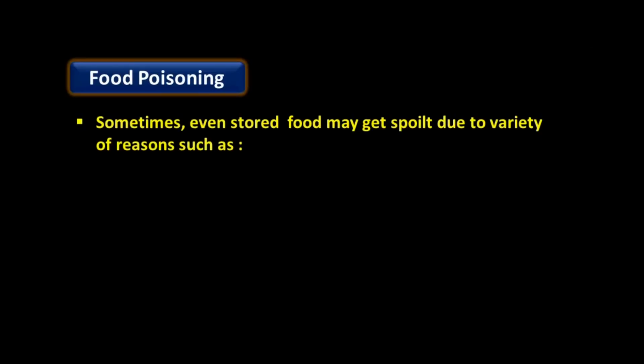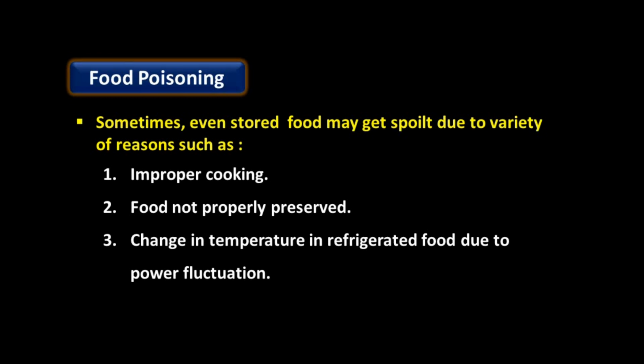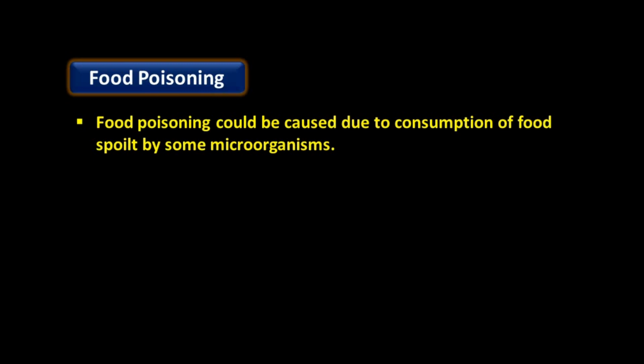Food poisoning. Sometimes even stored food may get spoiled due to a variety of reasons such as improper cooking, food not properly preserved, or change in temperature in refrigerated food due to power fluctuation. Due to these different reasons, food can get spoiled, and due to this spoiled food, human beings get food poisoning. Food poisoning could be caused by consumption of food spoiled by some microorganisms.